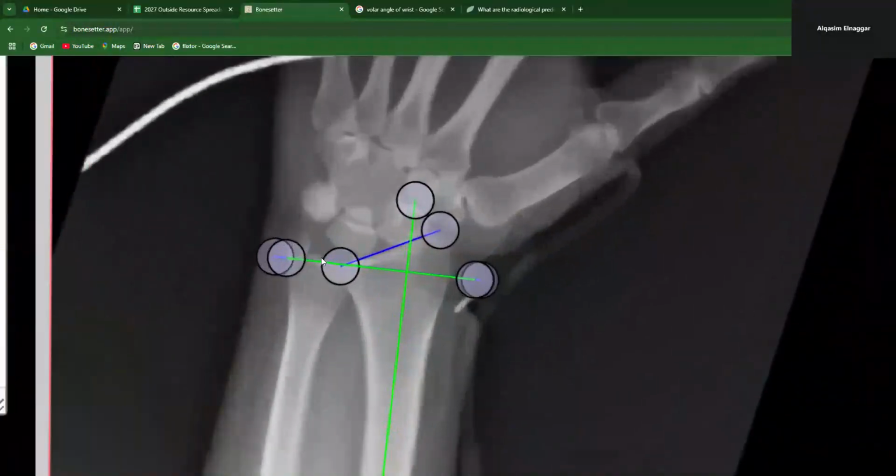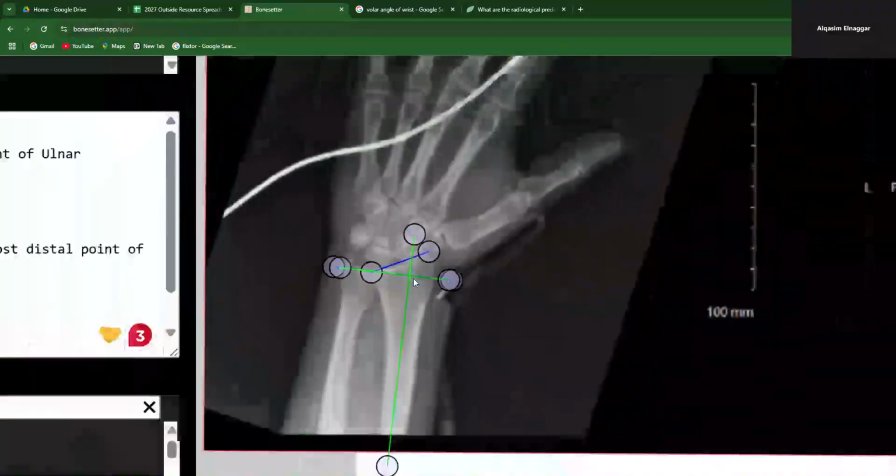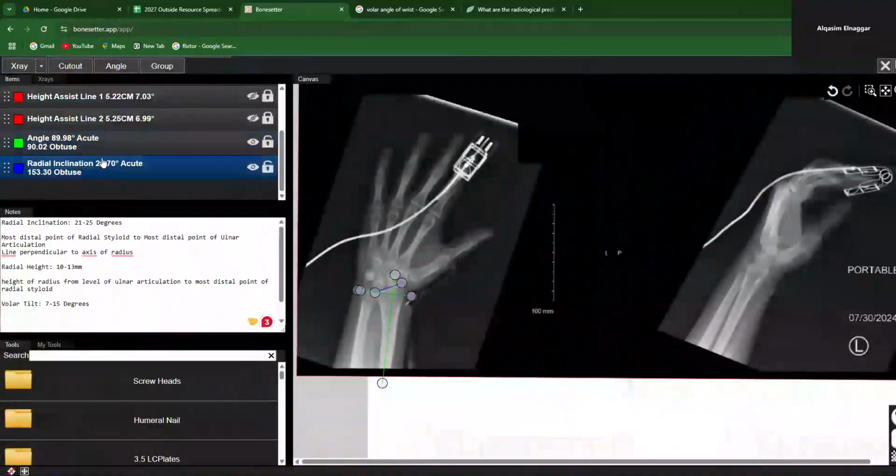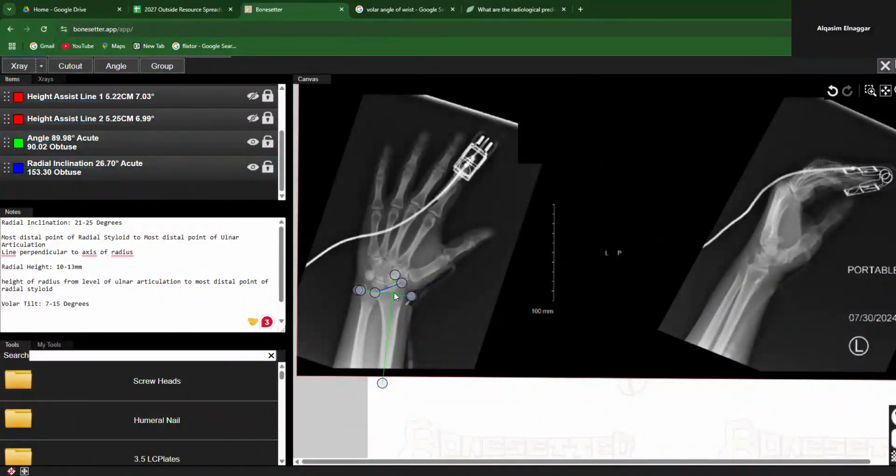Radial inclination is the angle made between the most distal point of the radial styloid to the most distal point of the ulnar articulation, and it's measured with a line perpendicular to the axis of the radius. A normal angle for radial inclination is 21 to 25 degrees. In this wrist, the angle is 26.70 degrees, so it could be a little bit off, and this might indicate something such as dysfunction or increased wear on the joint if the angle is off.